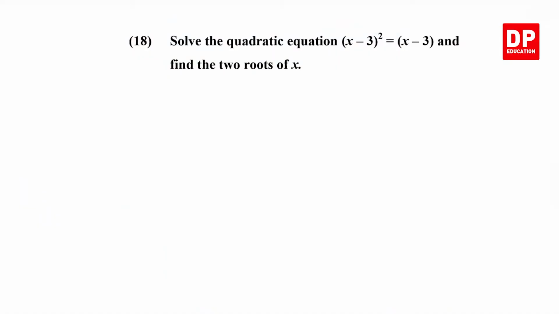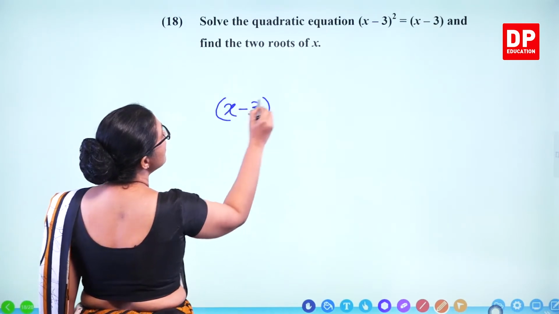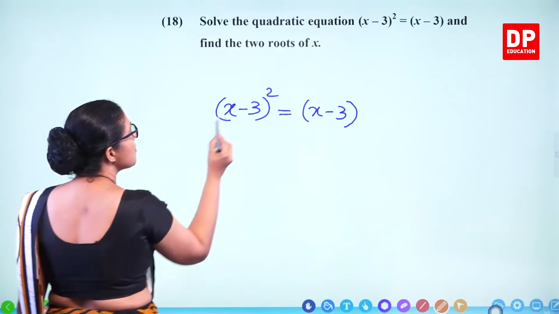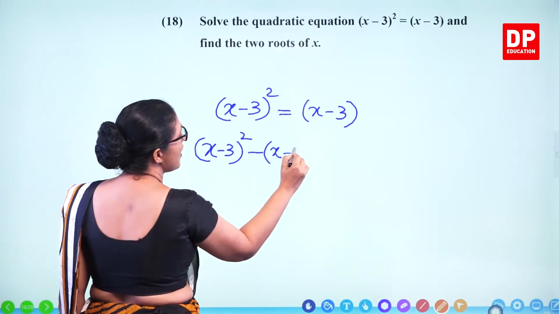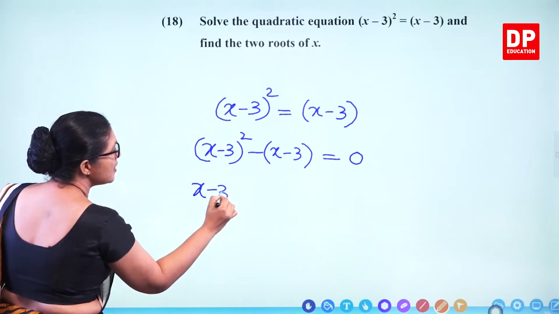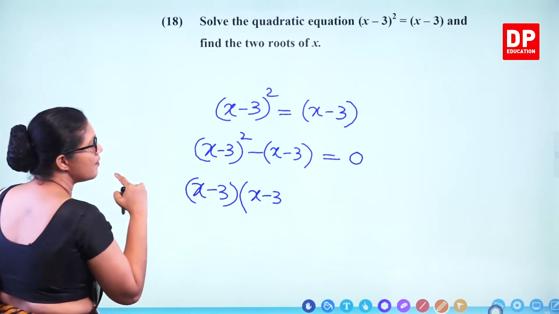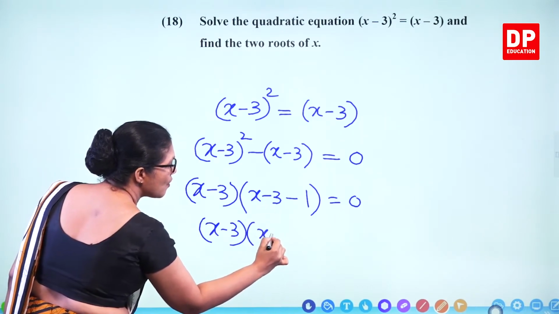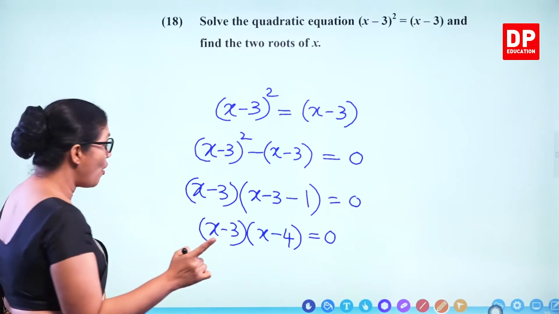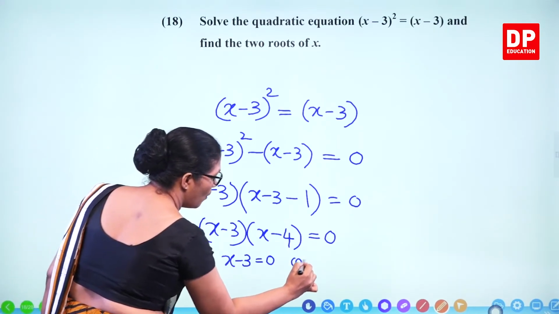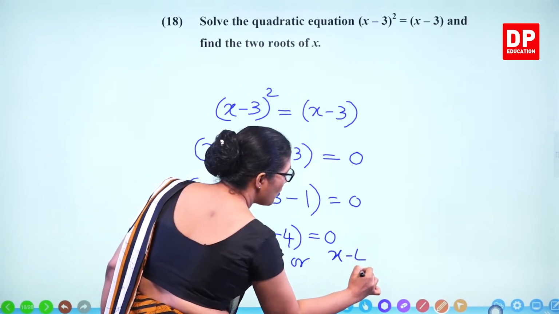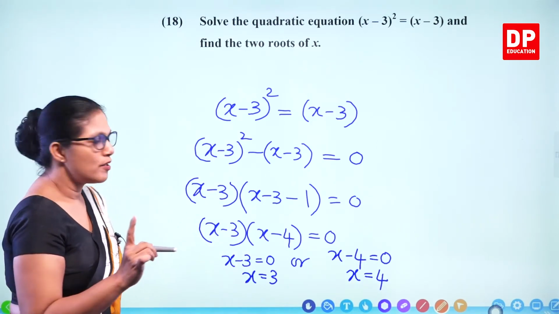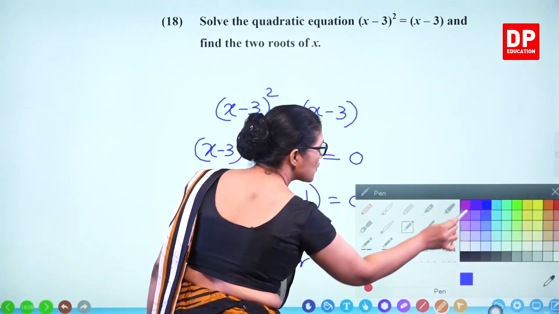Question number 18. Solve the quadratic equation (x minus 3) squared is equal to x minus 3. Find the 2 roots of x. So we'll take x minus 3 to this side and we'll factorize. x minus 3 is common. Take it out. What's remaining? 1 times x minus 3 is remaining. This becomes minus 1. So what are the factors there? x minus 4. The product is equal to 0. That means x minus 3 equals 0 or x minus 4 equals 0. x becomes 3 or x becomes 4. So those are the 2 root values for this equation, 3 or 4. So 2 marks for that.